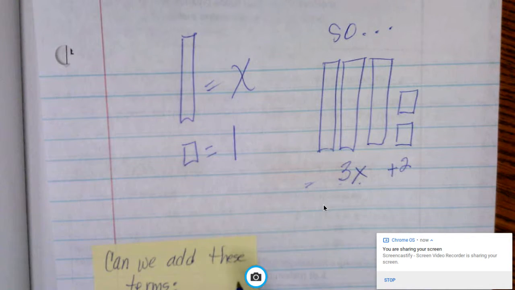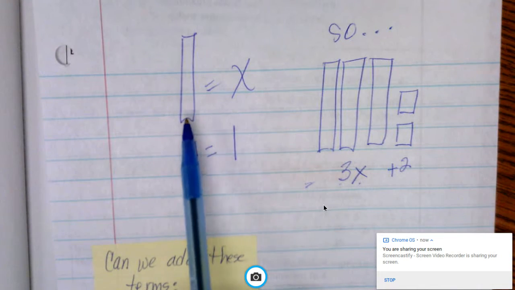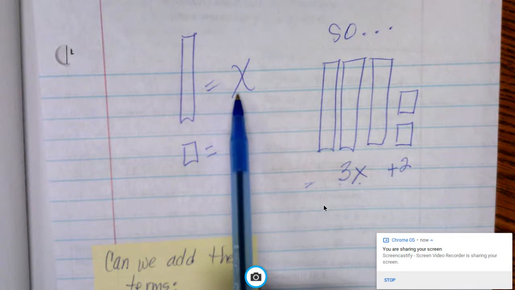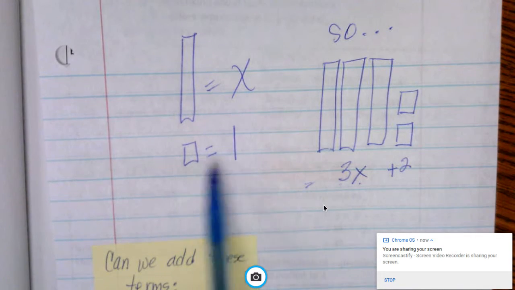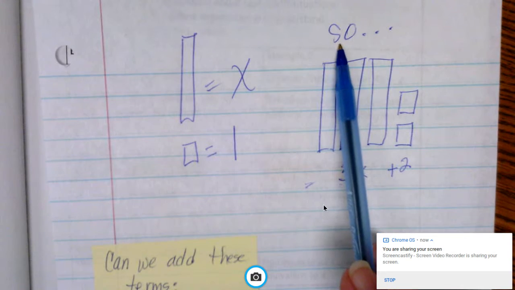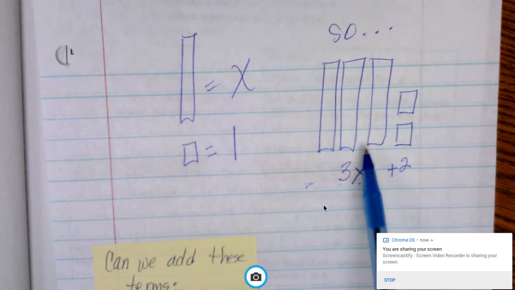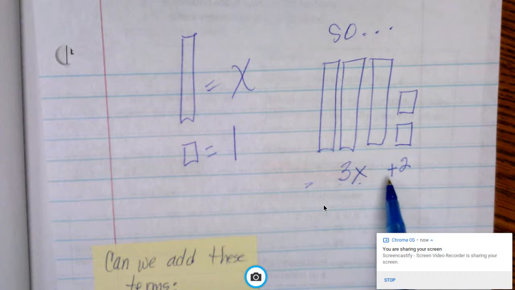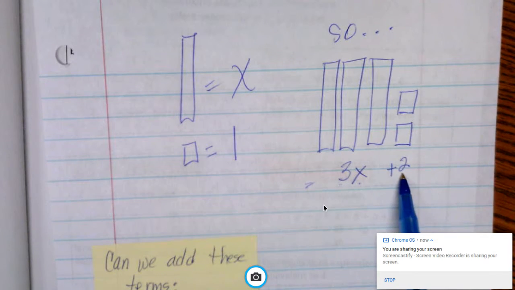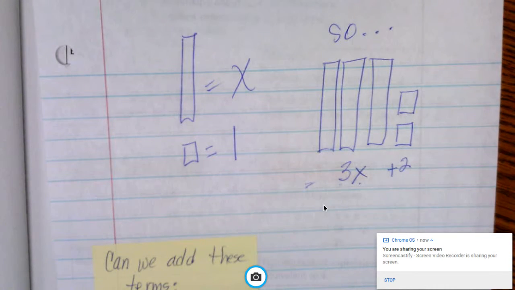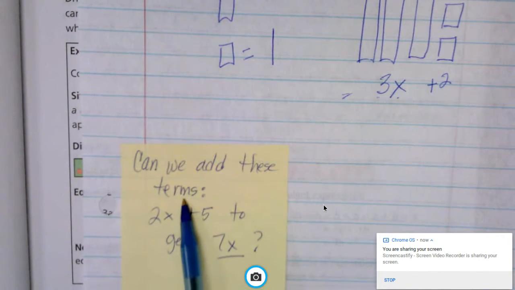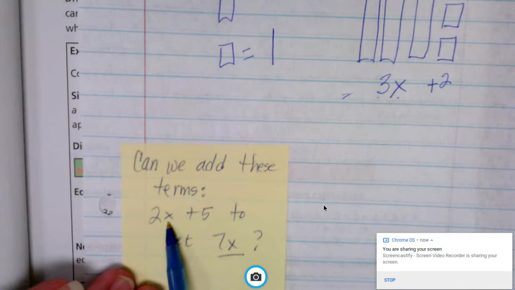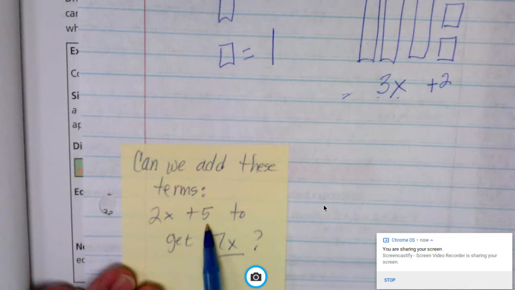All right, so before we continue, let's review that one rectangle tile is x and one single square tile is 1. So 3x plus 2 is what this would mean as an expression. Can we add these terms, 2x plus 5 to get 7x?